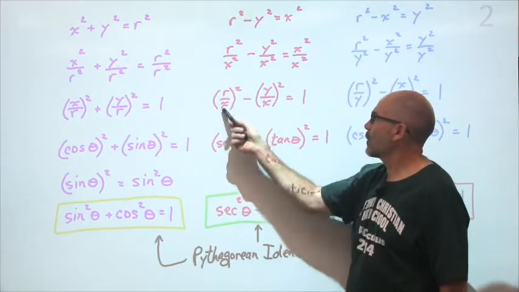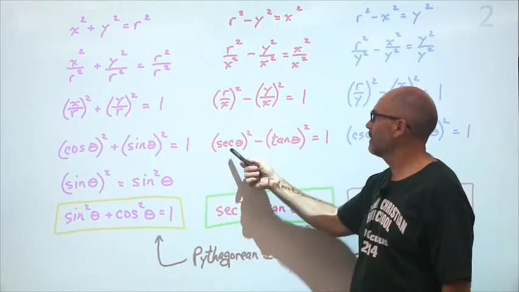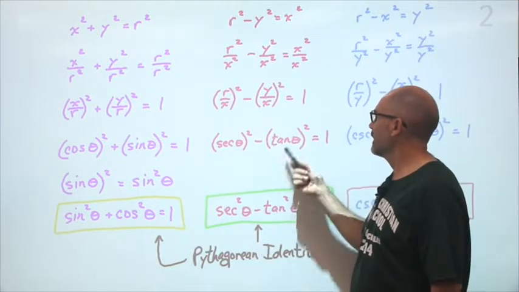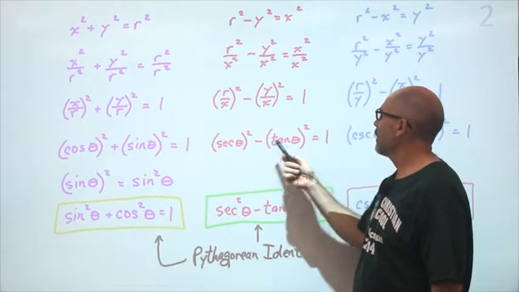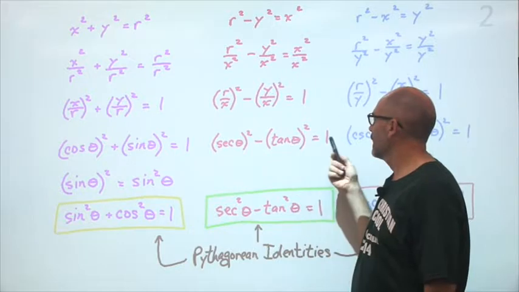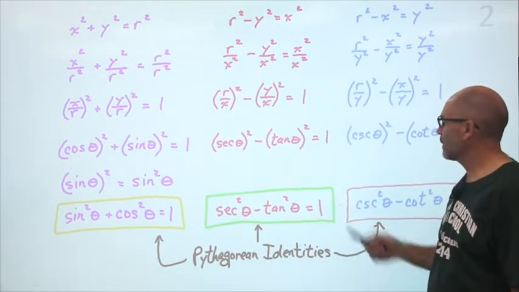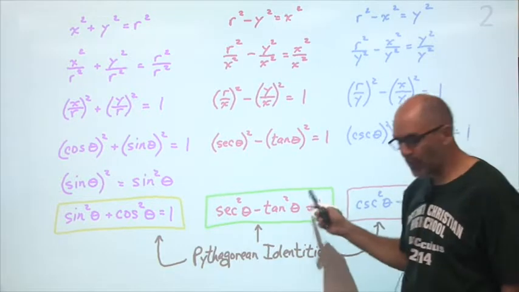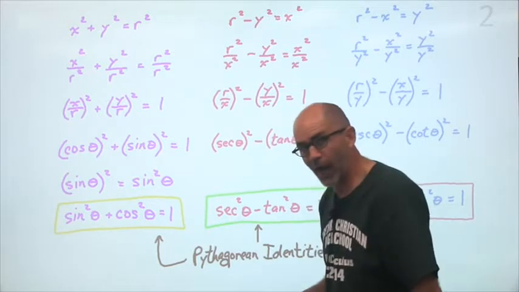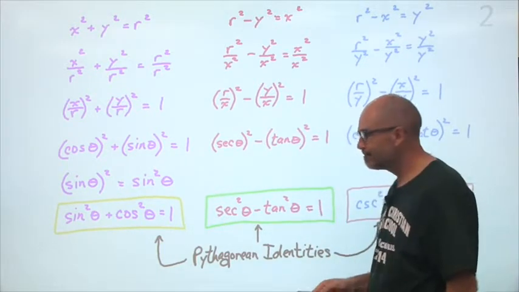Now, r over x is the reciprocal of cosine, so that makes secant. And y over x is tangent, so I have secant squared minus tangent squared equals 1. Secant squared minus tangent squared equals 1. Should we memorize this one? I think we should. That's the smartest thing I've ever heard anyone say about anything.